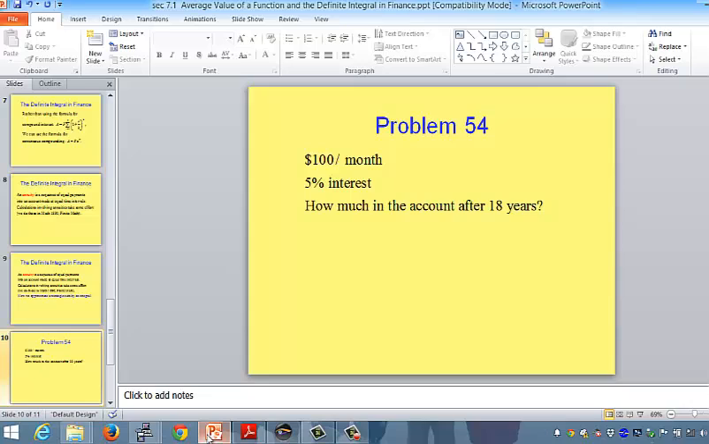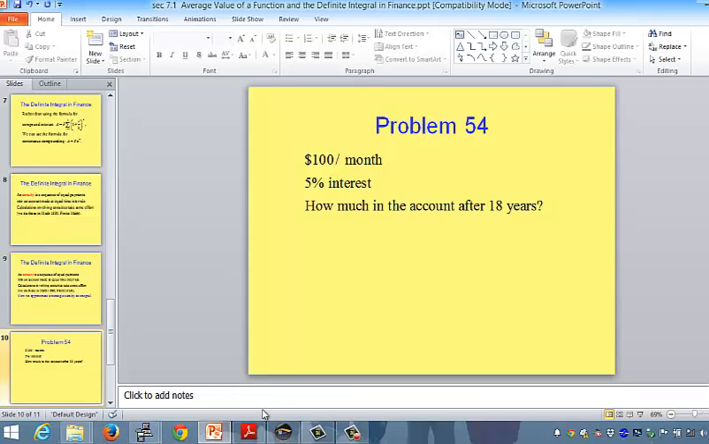All right. This is problem 54 from your book. Actually, in problem 54 in your book, you're saving for your new child. You want them to have money when they go to college. So you say, you know what? I'm going to save $100 a month for college. What a great gift, huh? If you could do that for your child. So let's see. $100 a month. Right? And 5% interest. And the question is, how much will be in the account after 18 years?